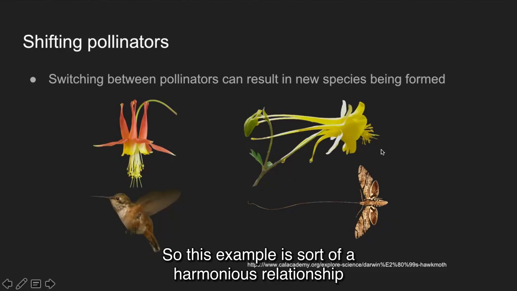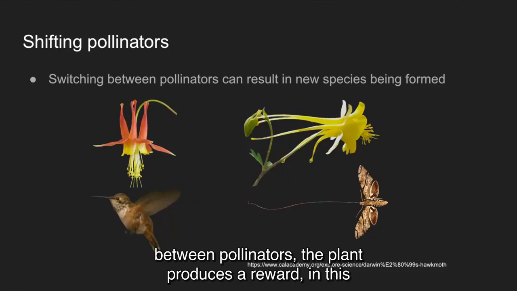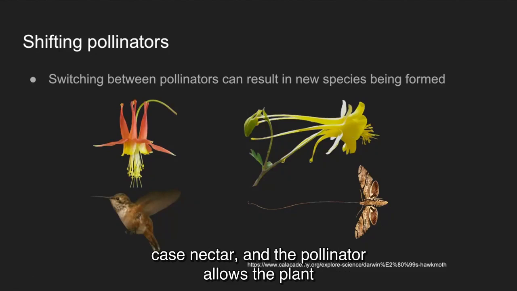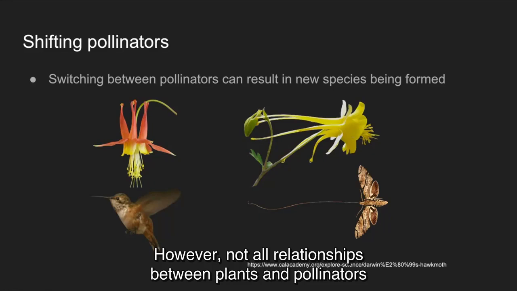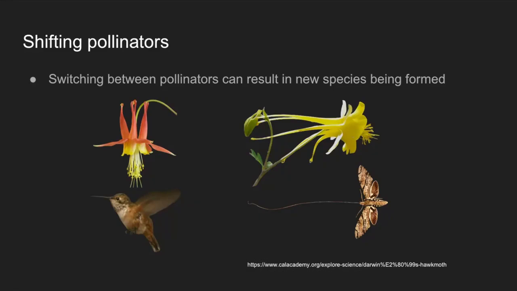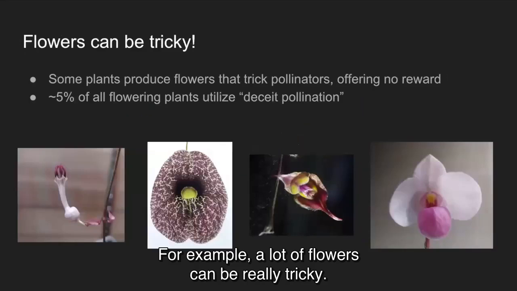So this example is sort of a harmonious relationship between plant and pollinator. The plant produces a reward, in this case nectar, and the pollinator allows the plant to reproduce successfully. However, not all relationships between plants and pollinators are this harmonious. For example, a lot of flowers can be really tricky.